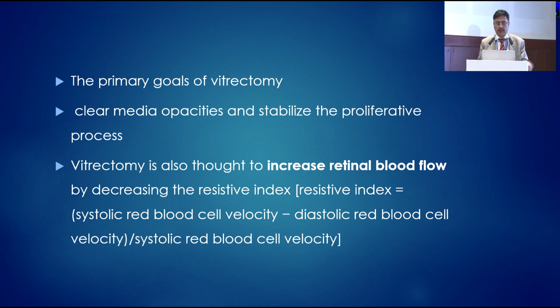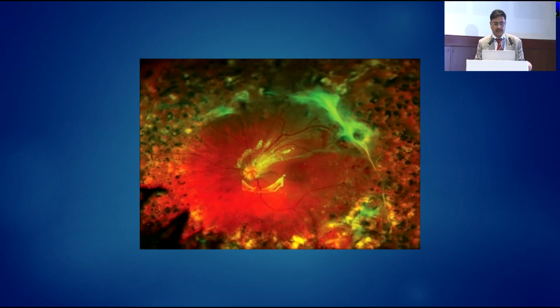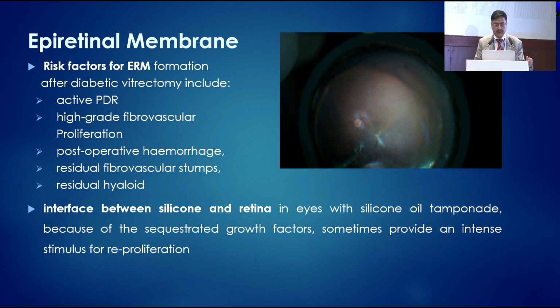Having said that, my topic is managing recurrence in diabetic vitrectomy. We all know the primary goals of vitrectomy are to clear media opacity, stabilize the proliferative process, and to increase the retinal blood flow. Now, apart from the recurrence of diabetic macular edema, which is a different topic altogether, I'll be dealing with the other recurrent factors and also elucidating the preventive steps that one takes in the initial surgery to prevent these recurrences. That's the recurrent ERMs, as shown in this picture.